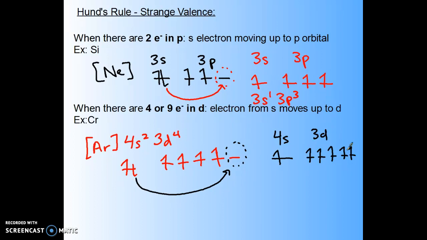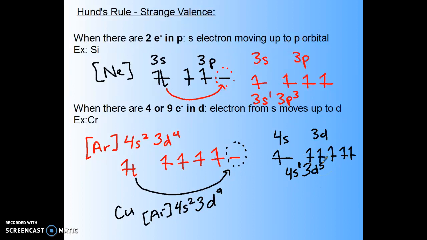Okay, the same thing will happen, and this is the strange case, when there are 9 electrons in the D. So an example of that is copper. Copper is in the 9th spot on the 3rd row for the D block, and so this will have the same thing, argon 4s2, 3d9. Okay, I forgot to change this to electron configuration over here. This would be 4s1, 3d5. That's the official electron configuration for this.